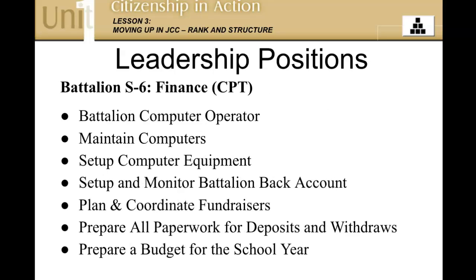Lastly is S6 or finance. This is going to be a cadet captain. Again, cadet private first class or private, depending upon selection process. They are the computer operator. They're responsible for maintaining any of the computers, setting up the computer equipment, ensuring the setup and monitor of the bank account, prepare and coordinate fundraisers, prepare all paperwork for deposits and withdrawals, and ultimately prepare a budget for the school year. The S6 position has not been used currently at Stripling Middle School. That doesn't mean that we won't do that this year.